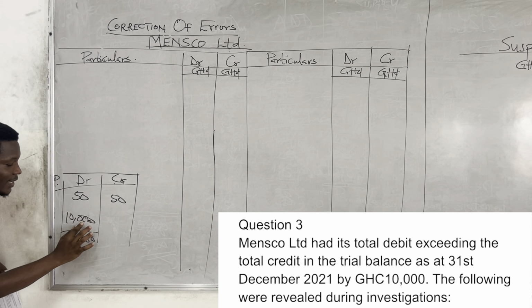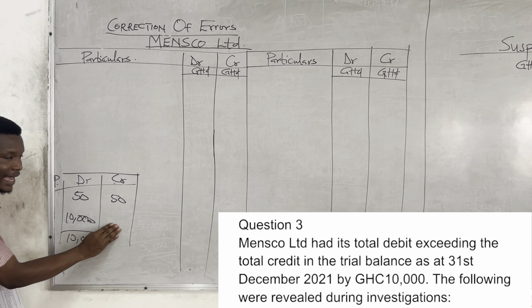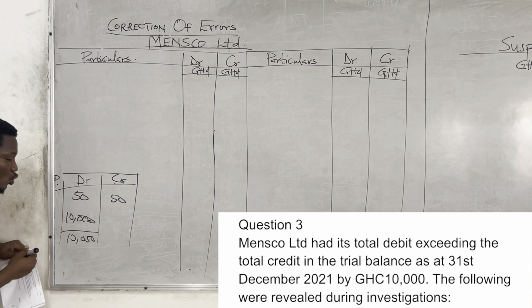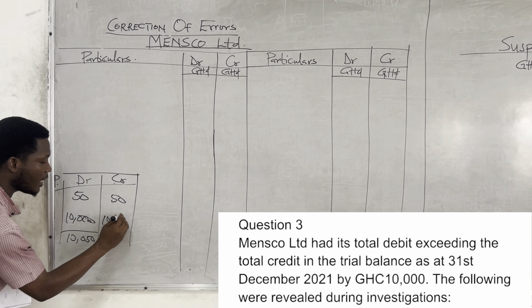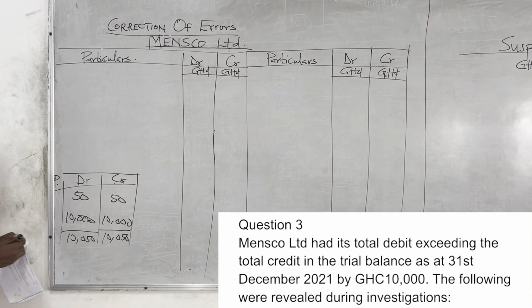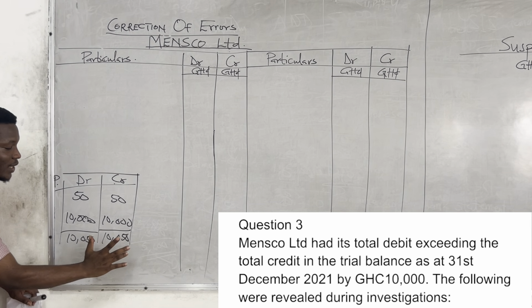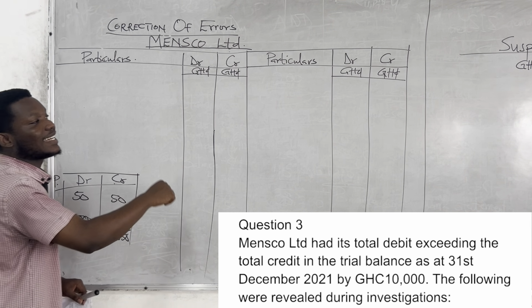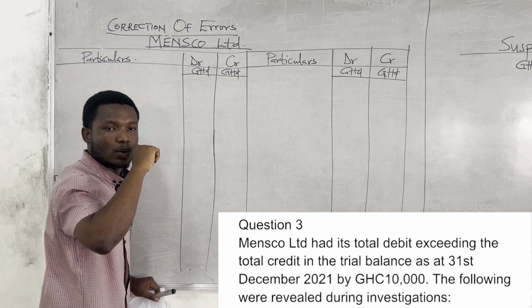We have to put this same 10,000 on this side for it to balance. So we will put another 10,000 here. Then we will also get 10,000 and 50. So this is the meaning of the English. It means the total debit balance was exceeding the credit balance. So the balance that has been given to us, the 10,000, we will put it at the credit side of the suspense account.